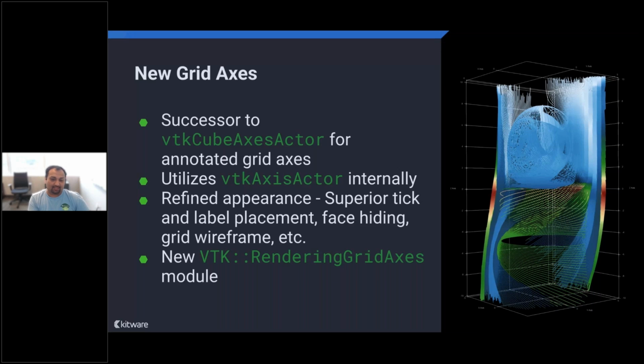It basically uses VTK Axis, the canvas-based Axis support for rendering much better fidelity label placement, as well as there are options for turning on and off faces, as well as interactively hiding faces. Let me go ahead and give you a demo of this as well.